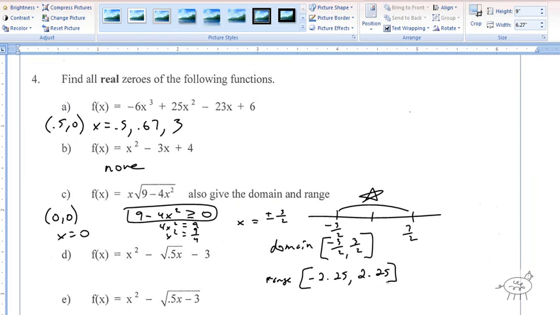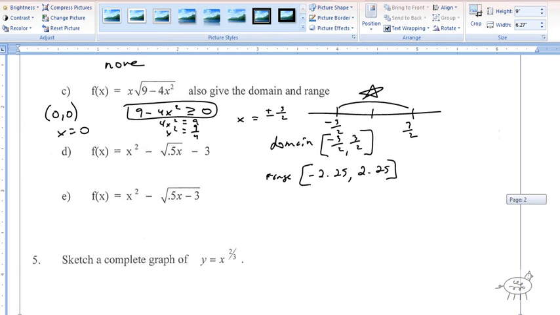The domain is actually easier to figure out because you can ask, what can the x values be? Well, I know that a square root can't be negative, so that's why I set 9 minus 4x squared greater than or equal to 0. The y values sometimes are a little bit more challenging, but here we used our graphing calculator to figure that out. That was kind of nice. All right, we've got a couple more to do here. So let's do letter D.